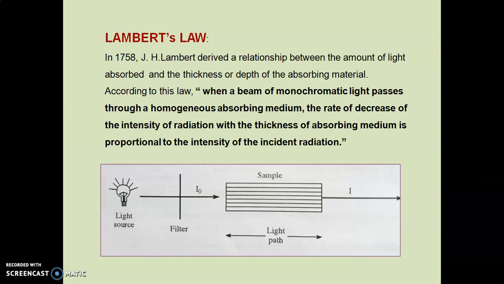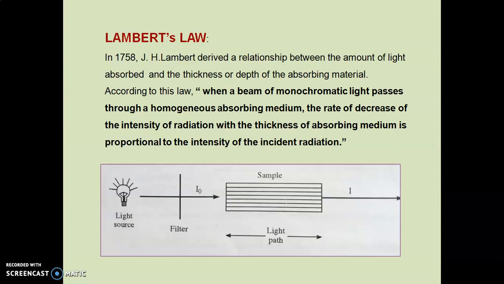What is Lambert's law? In the year 1758, J.H. Lambert derived a relationship between the amount of light absorbed and the thickness or depth of the absorbing material. According to this law, when a beam of monochromatic light passes through a homogeneous absorbing medium, the rate of decrease of the intensity of radiation with the thickness of the absorbing medium is proportional to the intensity of the incident radiation. As you can see in the diagram, we have shown a source of light and a filter.